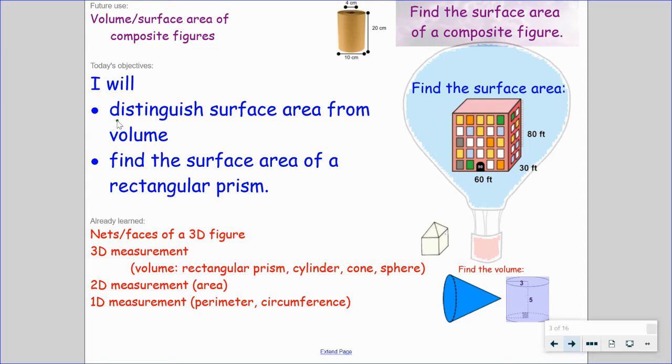An important part is distinguishing, there's the action word, between surface area and volume. Understand what you are measuring. Are you wrapping a figure with wrapping paper? Okay, then you need squares of wrapping paper. You're looking for square units. Are you instead filling a figure, a present with, I don't know, cubes of foam, whatever the case might be? So we're looking at surface area versus volume, and then of course we are going to find surface area. We'll start off today with rectangular prisms.